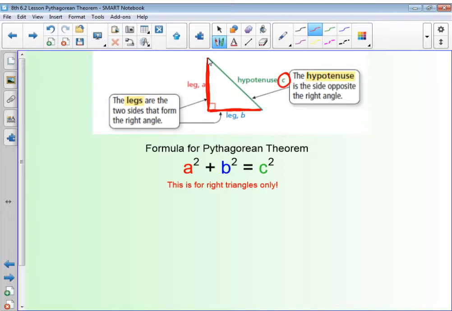So today we're going to be using our order of operations. We're going to be solving for a variable, and we're going to be substituting. So we're going to use previously learned knowledge. The new information today is just understanding the makeup of the formula, A squared plus B squared equals C squared, and understanding the parts of that triangle. Our legs make up our right angle, and our hypotenuse is that third side that's opposite the right angle, okay?